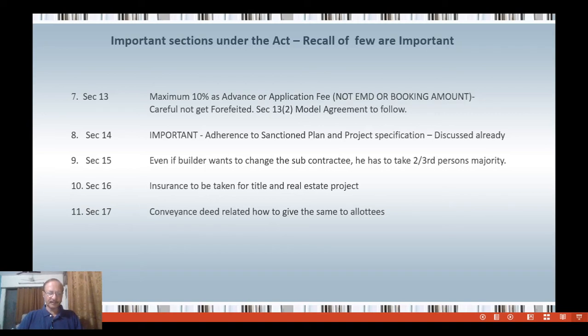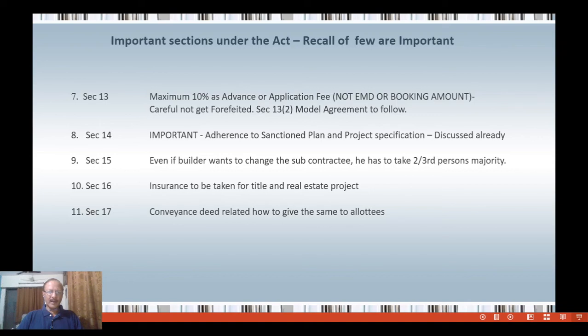Section 17, again conveyance deed, and as we have spoken about this, within 3 months of getting the OC, he is supposed to do the conveyance deed and give it to the allottees. It is basically 3 months of getting the OC. Okay, he has to hand over all the documents within 30 days. This is something that does not affect your position now when it is under construction, but can be looked at after getting possession, but you may keep it in mind.